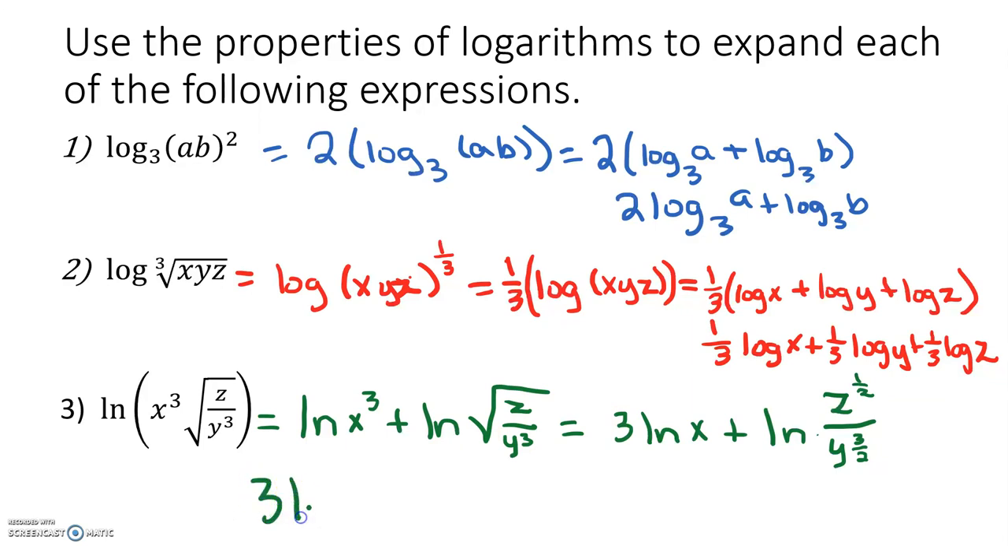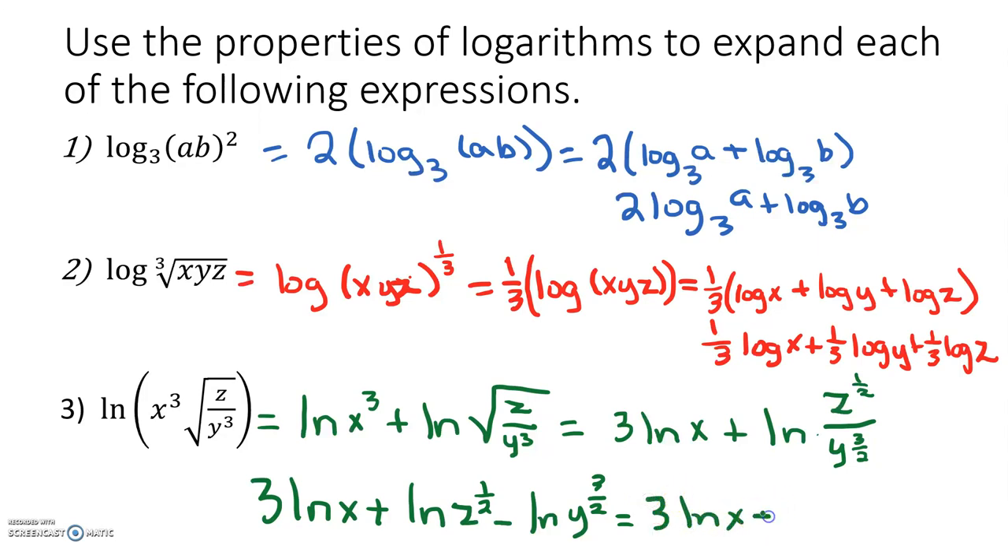Now we're going to rewrite it. 3 ln x plus ln z to the 1/2 minus ln y to the 3/2, which gives me 3 ln x plus 1/2 ln z minus 3/2 ln y.